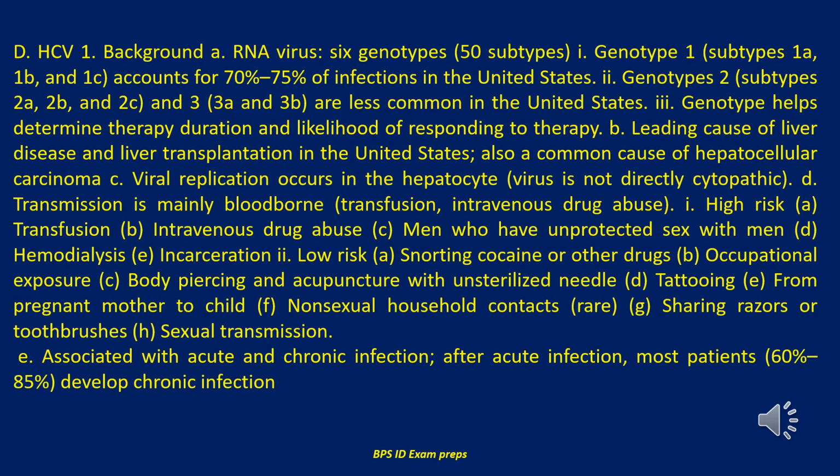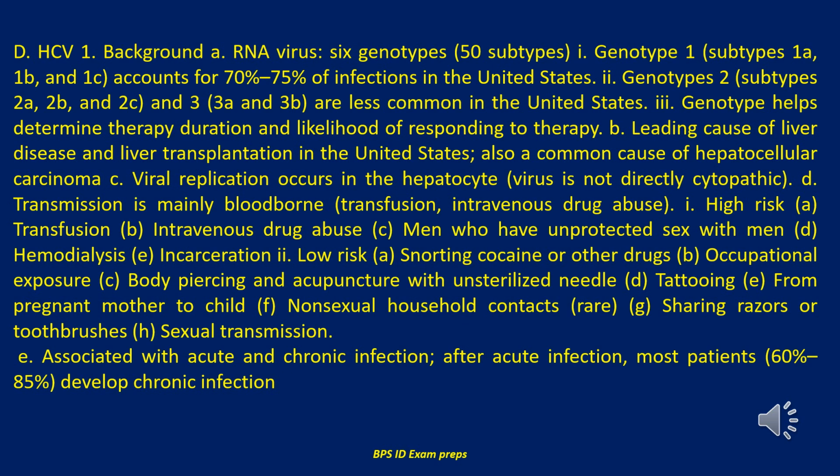The virus is not directly cytopathic. D. Transmission is mainly bloodborne via transfusion or intravenous drug abuse. 1. There is a high risk of transmission in the following: A. Blood transfusion. B. Intravenous drug abuse. C. Men who have unprotected sex with men. D. Hemodialysis. E. Incarceration.